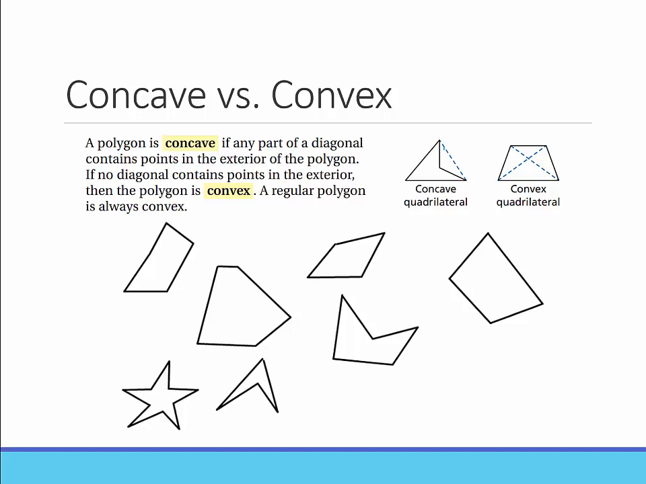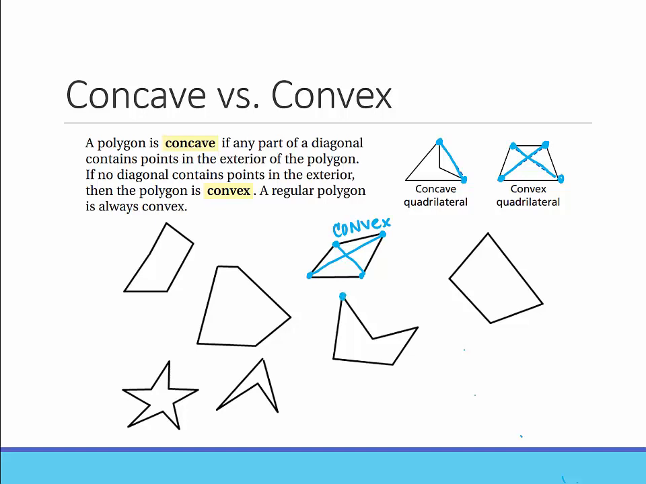So it says that you need to draw a diagonal. So a diagonal, remember, is between two vertices. And this diagonal is outside of my polygon, so that makes it concave. Where here, if I take a look at all my vertices, the only diagonals I can draw are inside my quadrilateral. So let's take a look at all these. If we take a look at this one, we have 4 vertices. If I start drawing my diagonals, I can only make 2, and they're both inside. So this has to be convex.